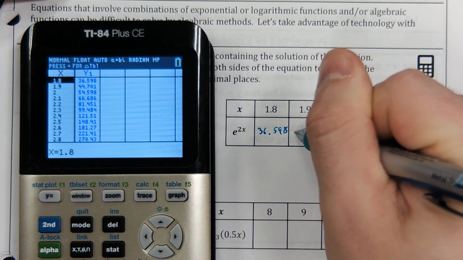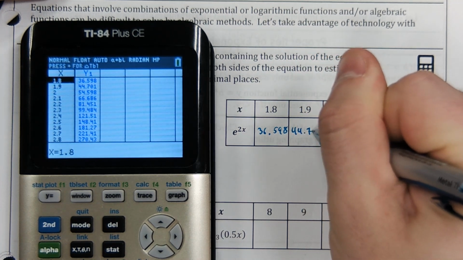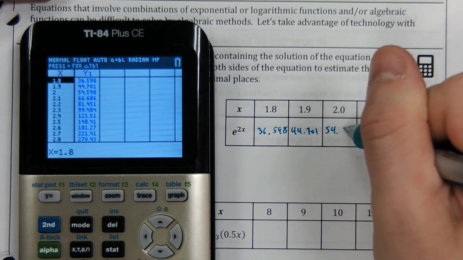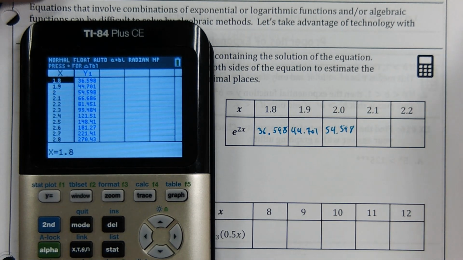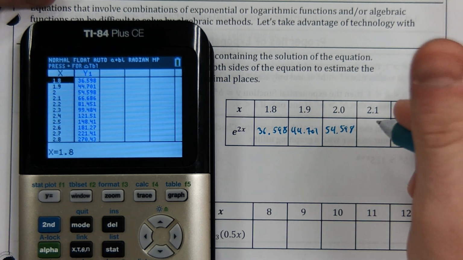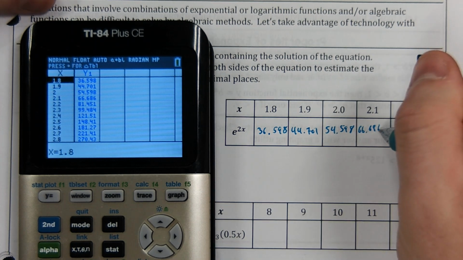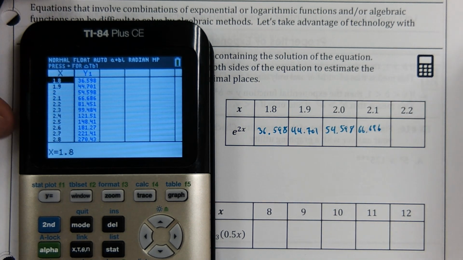36.598, 44.701, 54.598, 66.686, and lastly, 81.451.